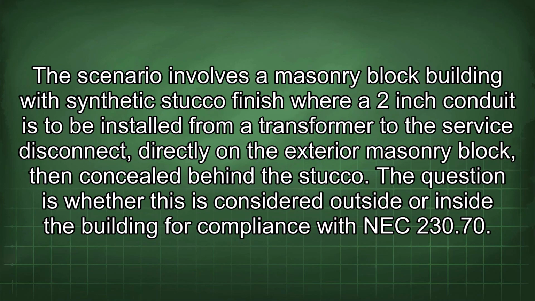The scenario involves a masonry block building with synthetic stucco finish where a 2-inch conduit is to be installed from a transformer to the service disconnect directly on the exterior masonry block, then concealed behind the stucco. The question is whether this is considered outside or inside the building for compliance with NEC 230.70.